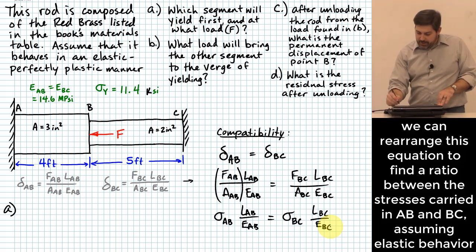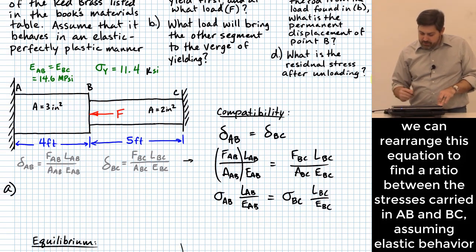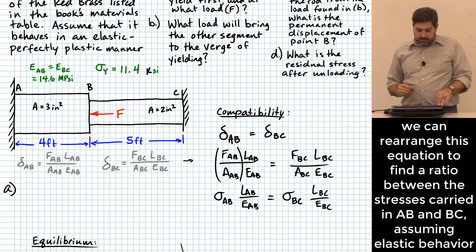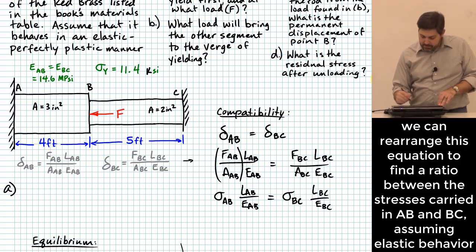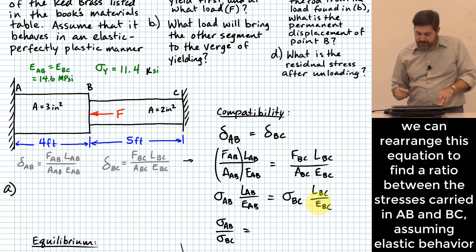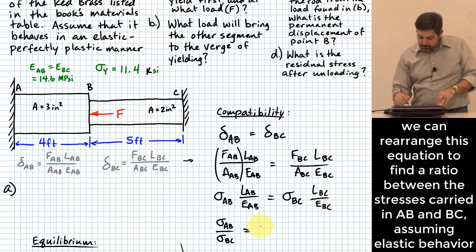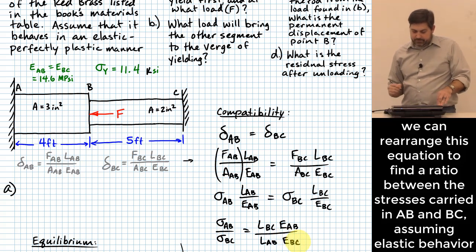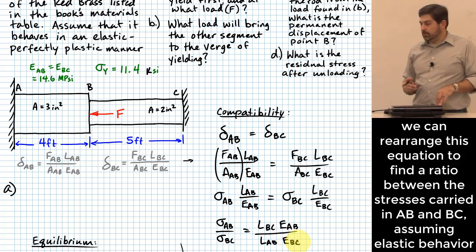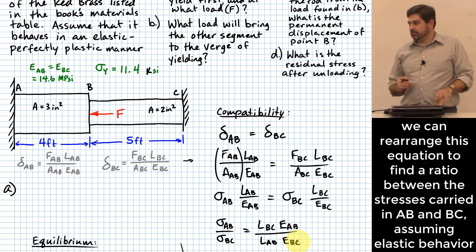So now let me do another thing. Let me rearrange that equation to make a fraction between sigma AB and sigma BC. Okay, so I'm just going to rearrange this equation a little bit. On the right side, I'm going to end up with LBC times EAB, over, then we're going to have LAB over EBC. Okay, everyone tracking with me so far?